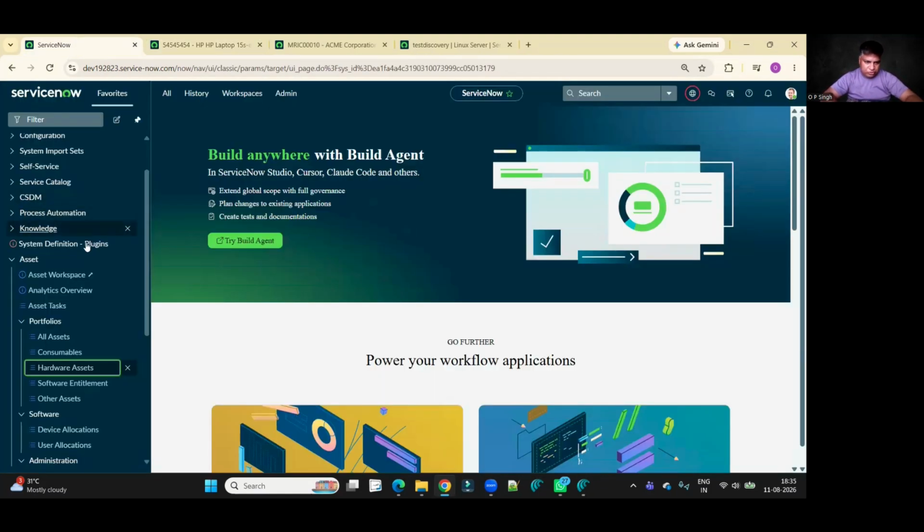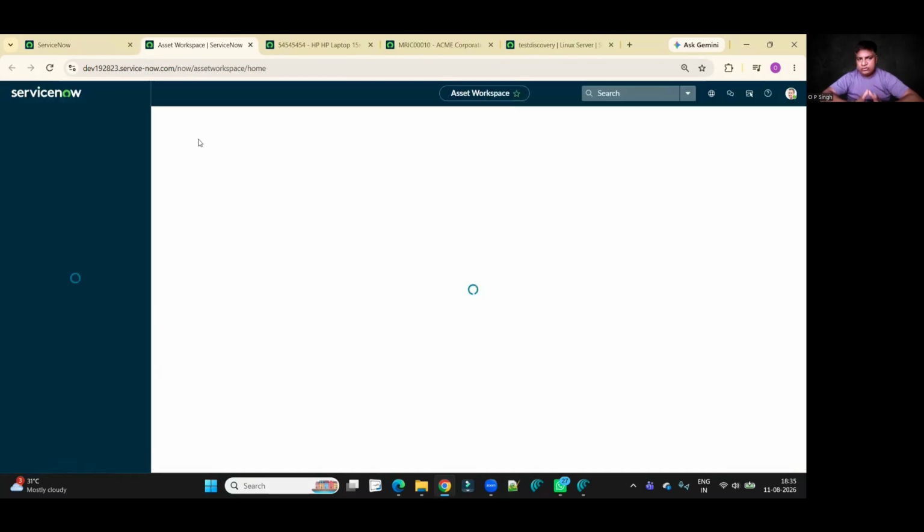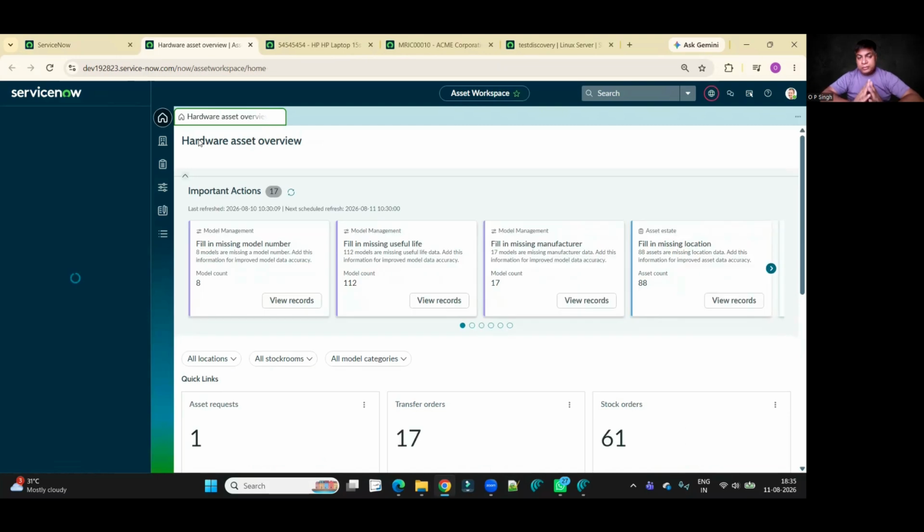One more thing I want to show you, asset workspace. This is also one of the places by which you can create an asset. So generally, who will use it? The people who are working on a service desk with respect to asset creation and all, they have to use this asset workspace because it has everything under one roof. Okay, so it is very easy to create the things here.